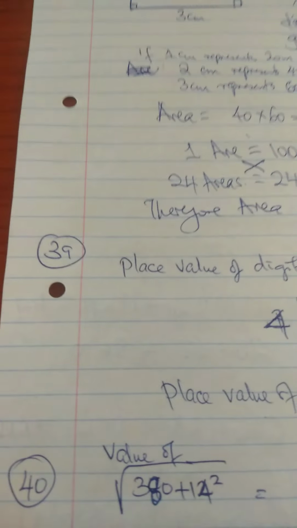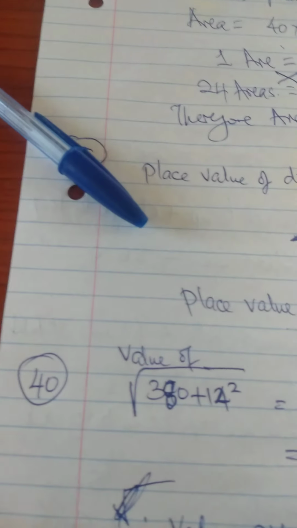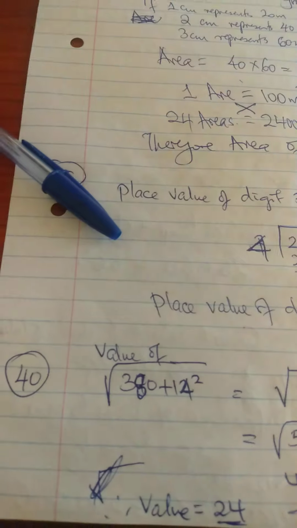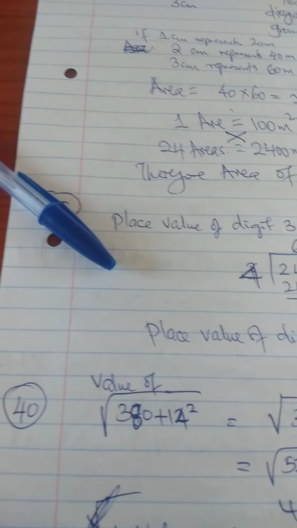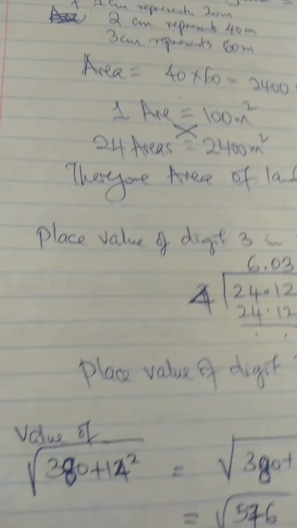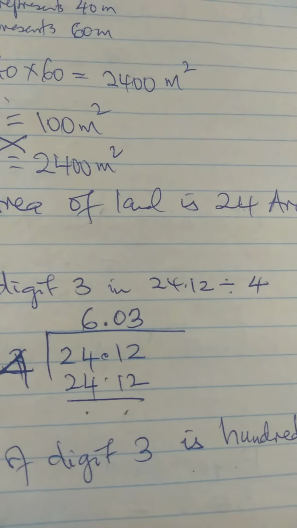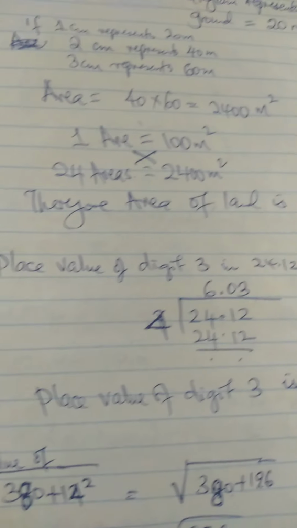Then we go to number 39. Number 39, you are supposed to get the place value of the digit. So we are looking for the place value of digit 3 in that. The first thing that you need to do is to divide. And once you divide, your answer is 6.03. And what is the place value of digit 3? Very simple. It's hundredths.